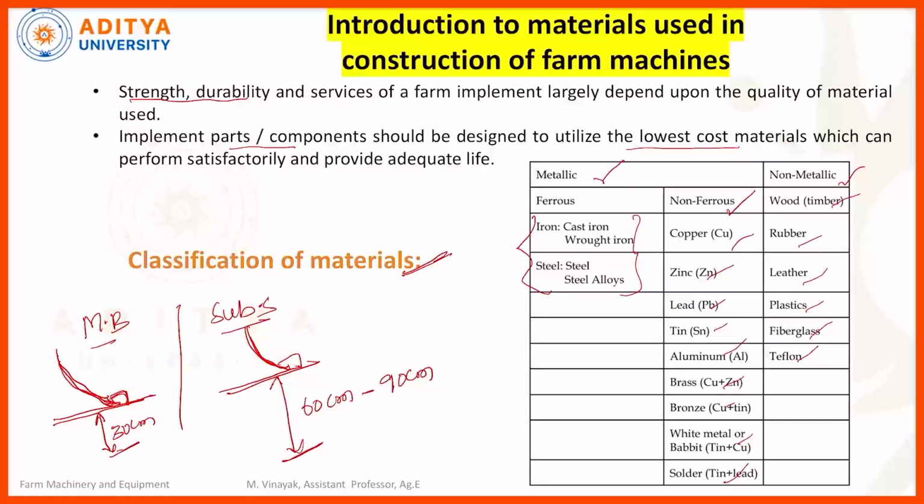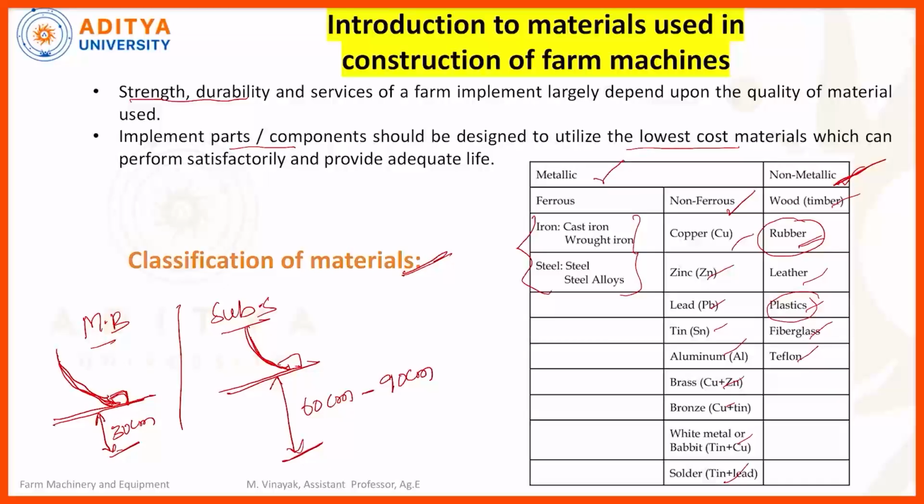Okay, so next one is non-metallic materials, which comes to rubber and plastic. Most of the seed drill metering mechanisms were developed from metals only, in some cases rubber as well as plastic. Some other types of machinery also involve wood. So this is a brief introduction to the materials used in the construction of farm machines.